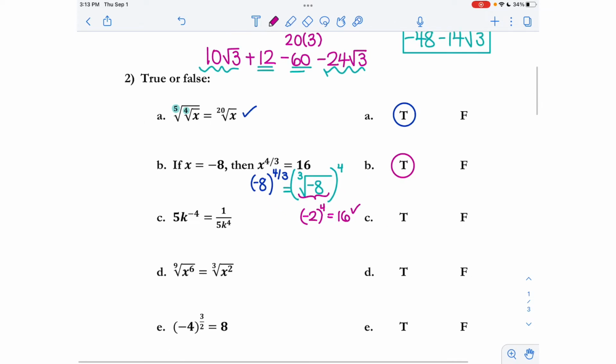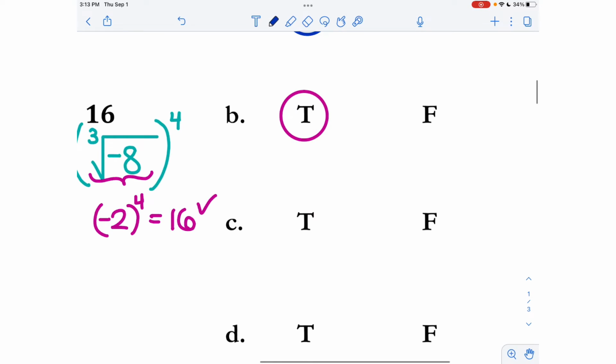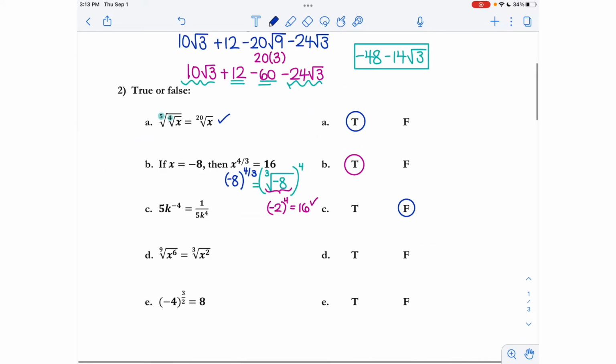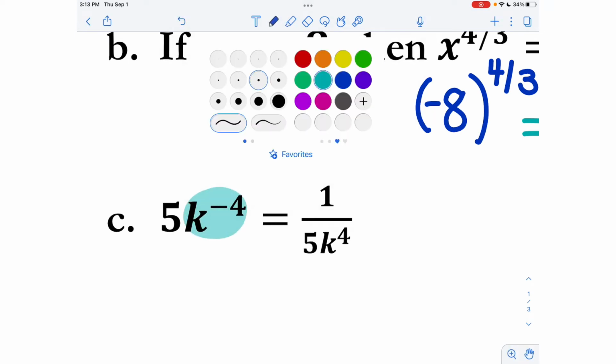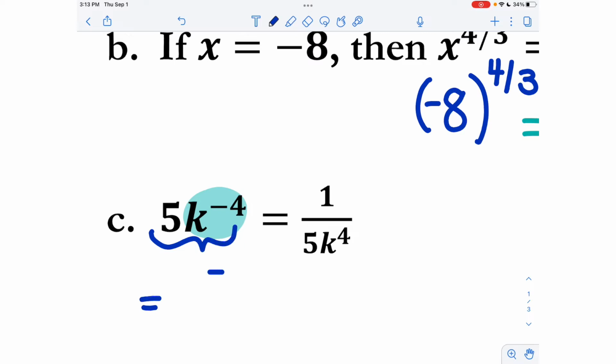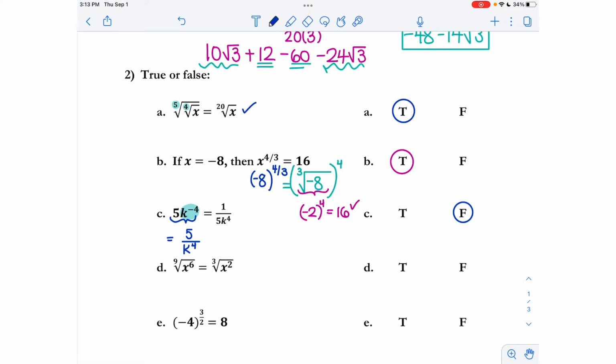Whew. I can tell you right now that C is going to be false. Do you know why? The only thing that should move down is the k. So this is actually equal to 5 over k to the 4th. They moved the 5 down with it, which they should not have. So that one is false.